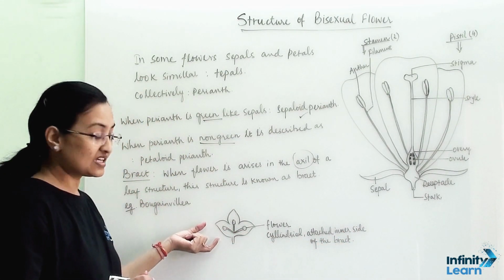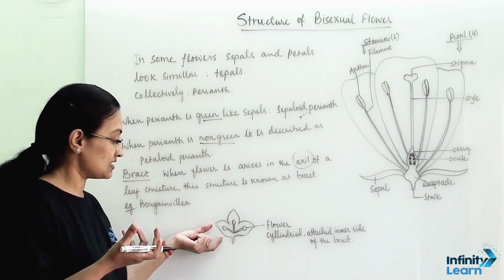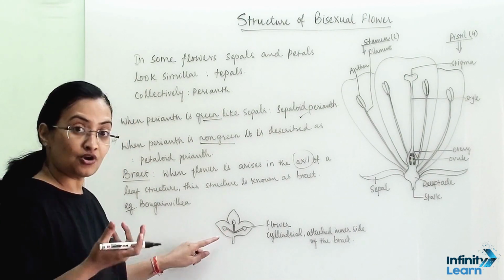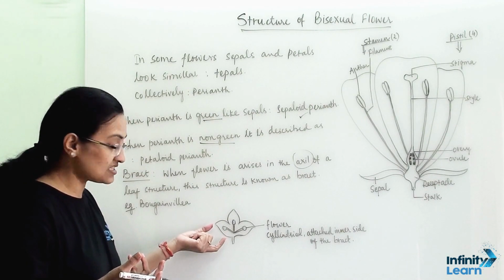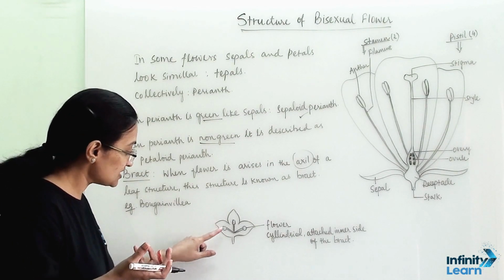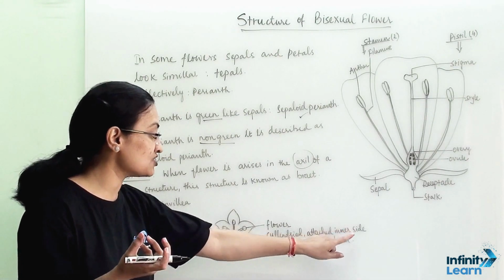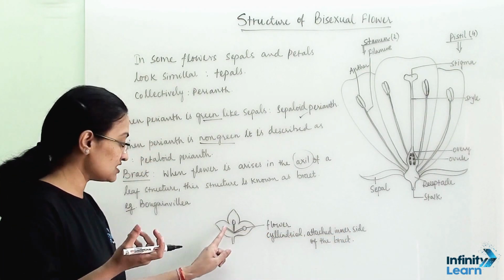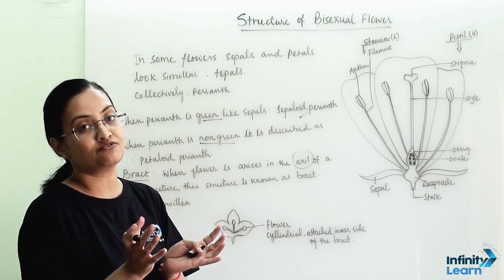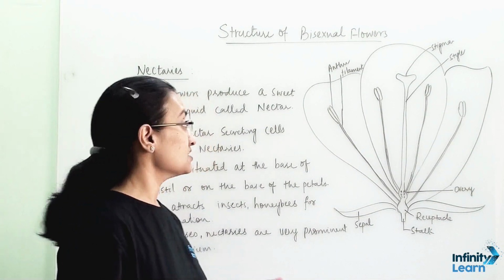We often mistakenly take this large colorful bract as sepals or as the flower, but the flower is this, which is inside, cylindrical and attached to the inner side of the bract. So these are the flowers, and the outside colorful large parts are not flowers. They are actually bract.